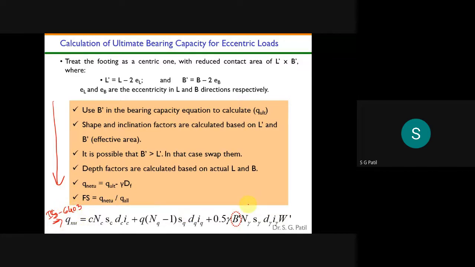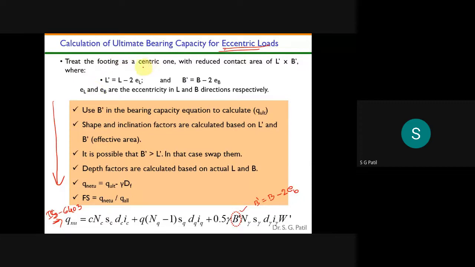In this B direction, whatever B is there, earlier B was there, now B dash. What is this B dash? This B dash is nothing but B minus 2 times your eccentricity in the breadth direction. So this is the procedure to calculate the ultimate bearing capacity if you have eccentric loading.